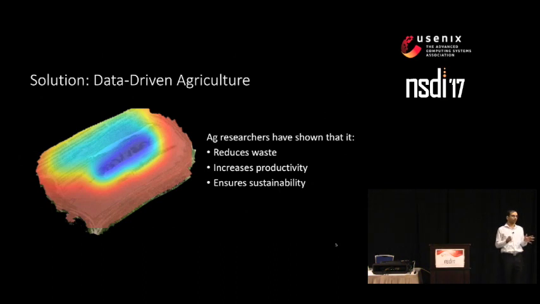So this concept has been around for around 2 decades, and researchers have shown that it can lead to tremendous benefits for the farmer. It can reduce the amount of waste, it can increase productivity for the farmer and the profitability, and it can ensure sustainability for the environment. So this is great. I told you about a problem that we don't have enough food, and then I presented to you a solution. We should be doing that, right? What's missing?